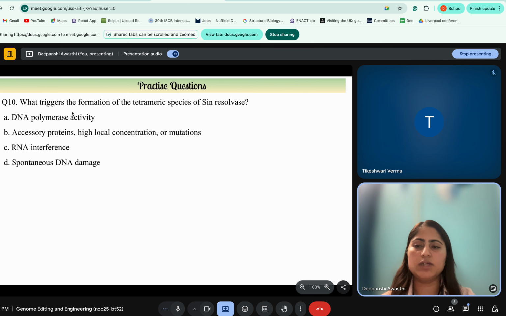Next question is, what triggers the formation of the tetrameric species of synaptic resolvase? The other name of resolvase is serine recombinases. Option A, DNA polymerase activity. Option B, accessory proteins, high local concentration or mutations. Option C, RNA interference. And option D is spontaneous DNA damage.